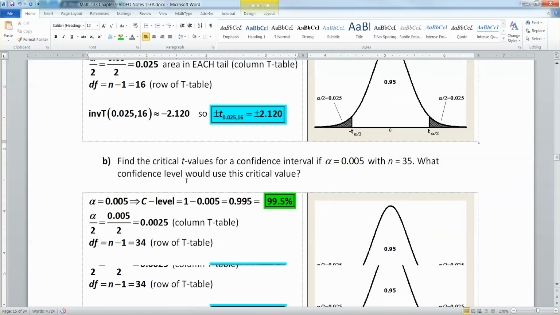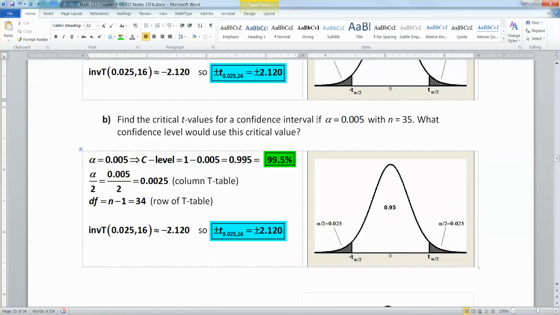All right, so now let's do it again, but this time we have alpha is 0.005 and n is 35. So we have to find the critical values and find what confidence level would use that critical value. Well, the confidence level is easy to figure because if you recall, alpha and C level are complements of each other. We saw that back in section 9.1, and we're going to see it again and again.